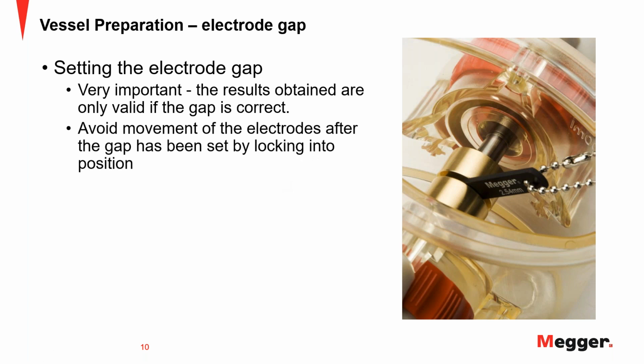And of course, avoid any movement of the electrodes. So once you've actually set the gap between the electrodes, you then need to make sure that you use the locking mechanism on the OTS vessel to actually make sure that those electrodes are locked into place before you then proceed with testing.